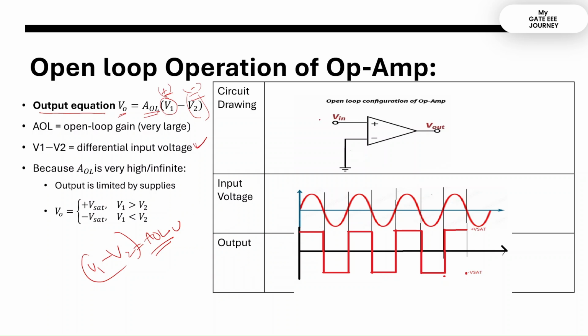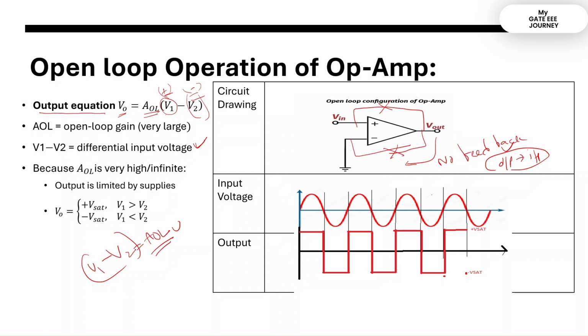What happens in an operational amplifier in open loop mode? Here open loop mode means there is no connection from output to input. There is no feedback being given from output to input. That is why we call it as open loop configuration of operational amplifier.